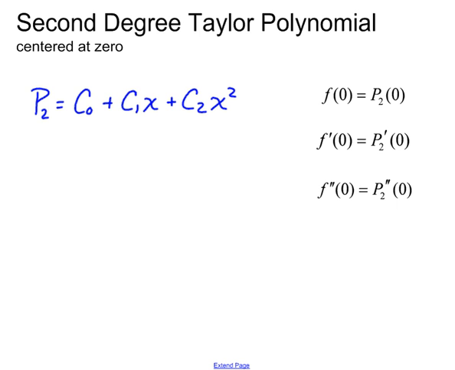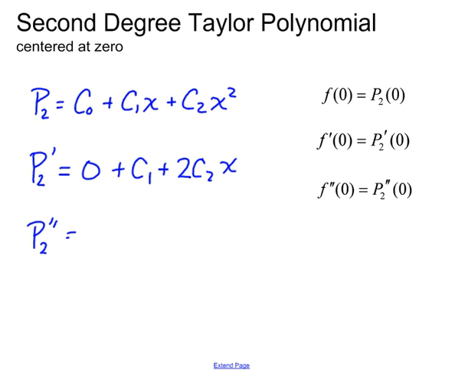I can see that I'm working with 1st and 2nd derivatives, so I'm going to go ahead and calculate the 1st derivative of this polynomial. That's going to be 0 plus c sub 1 plus 2 c sub 2 x. And we also talked about needing the 2nd derivative, so I'll go ahead and do that. 0 plus 0 plus 2 c sub 2.